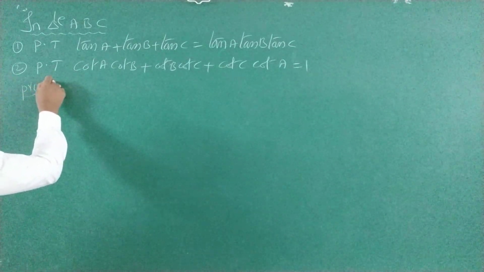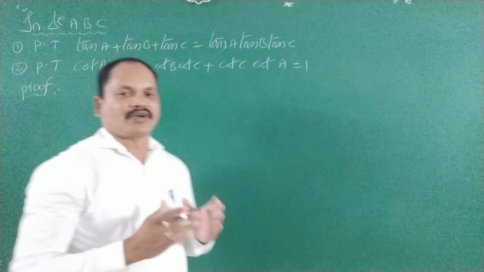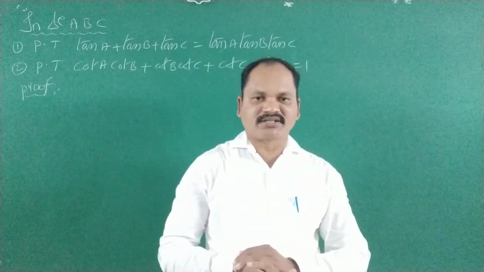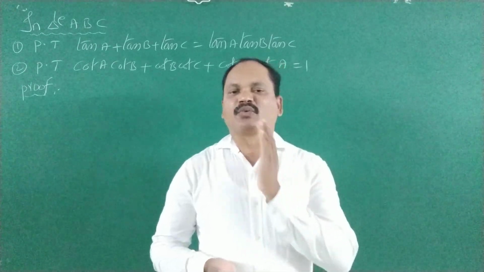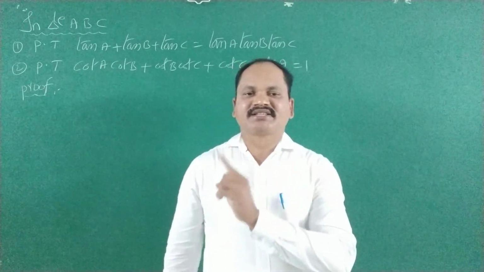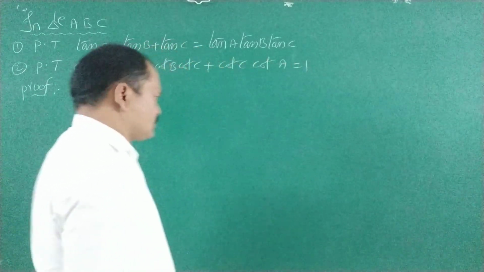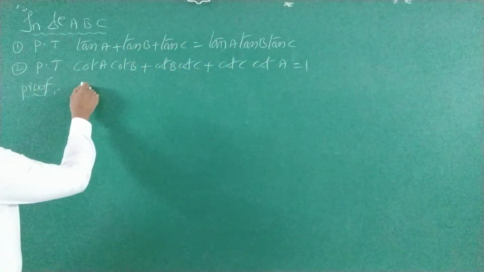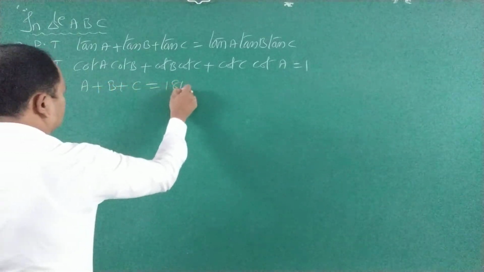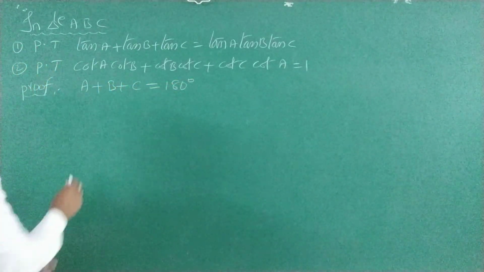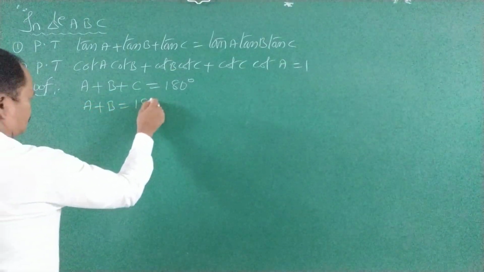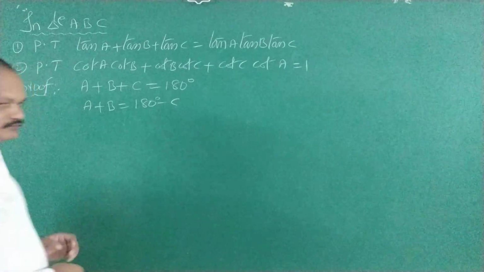Now, take the condition. So, what is the given condition? In triangle ABC means what? Sum of the angles is 180 degrees. In triangle ABC means A plus B plus C is equal to 180 degrees. That's why, from the given condition, A plus B plus C is equal to 180 degrees. Now, from this, A plus B is equal to 180 minus C.